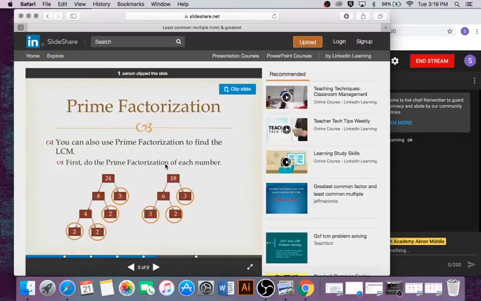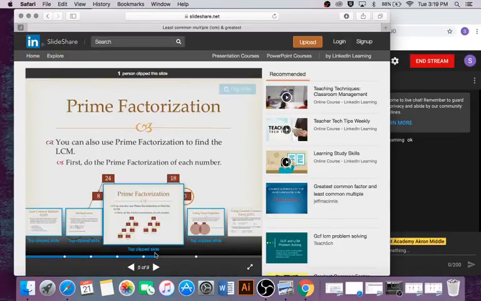You can also use prime factorization to find the least common multiple. So to do that, you would factor the numbers until you get prime numbers, and then you multiply them together.